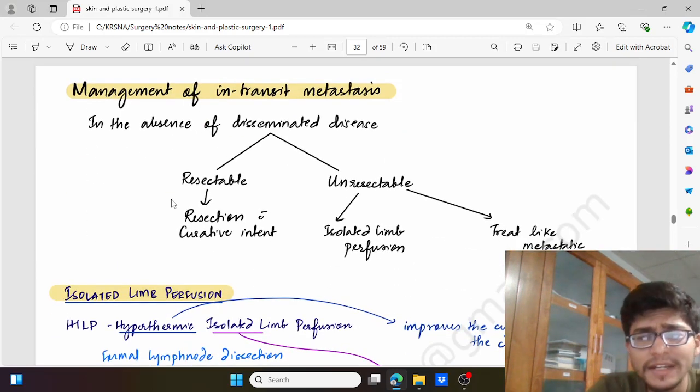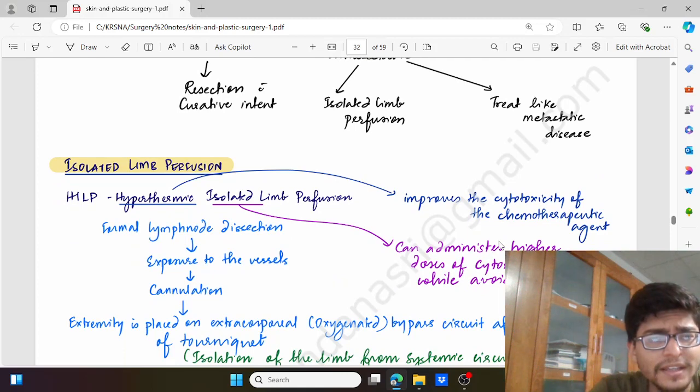Management of the in-transit metastasis. In the absence of disseminated disease, if it is resectable, we go for resection with curative intent. If it is unresectable, we have isolated limb perfusion, and it can also be treated like a metastatic disease.